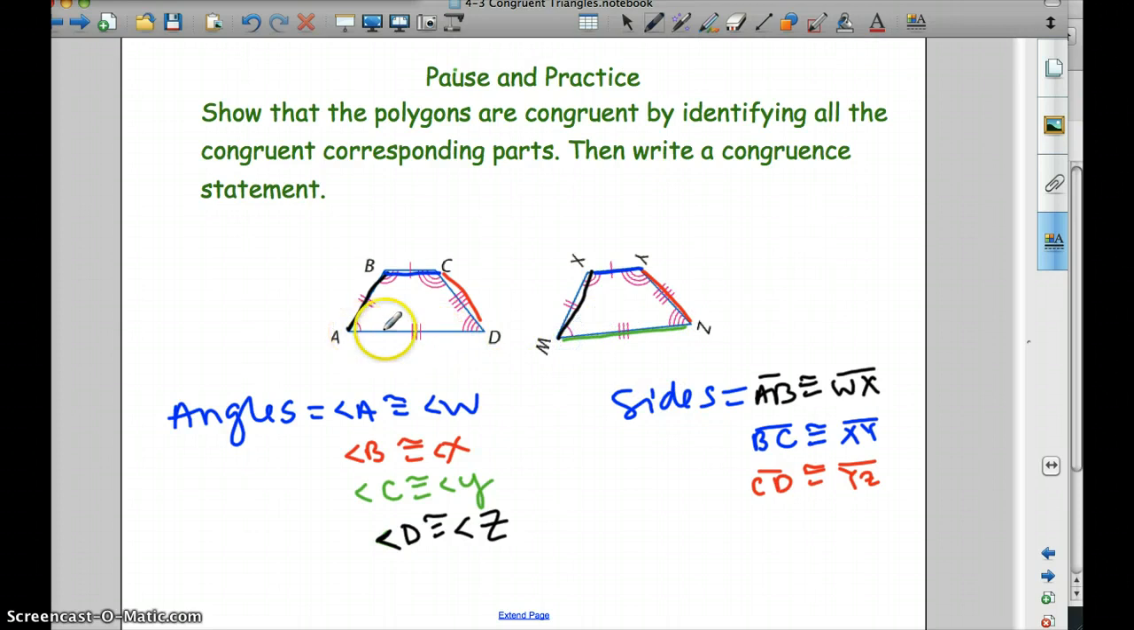Okay? So now here's the final side. So now, if we're going to say DA is congruent to, we have to say ZW because D is congruent to Z.